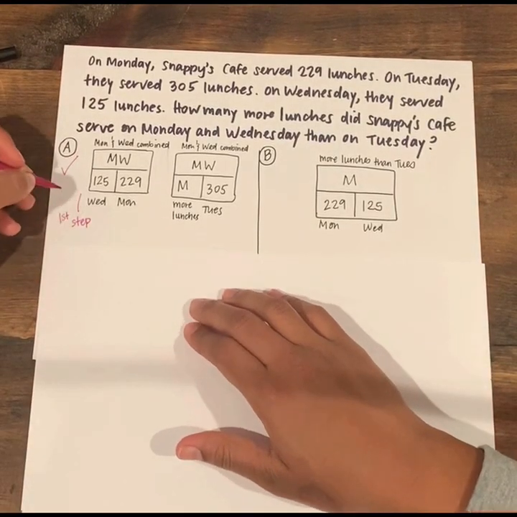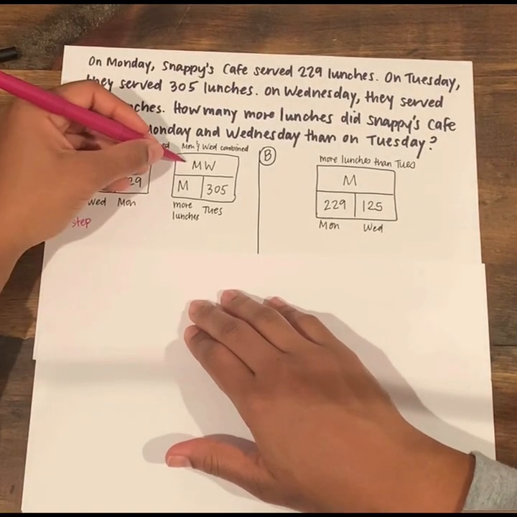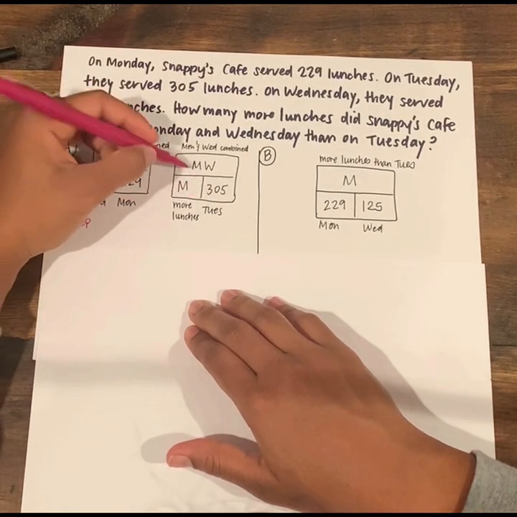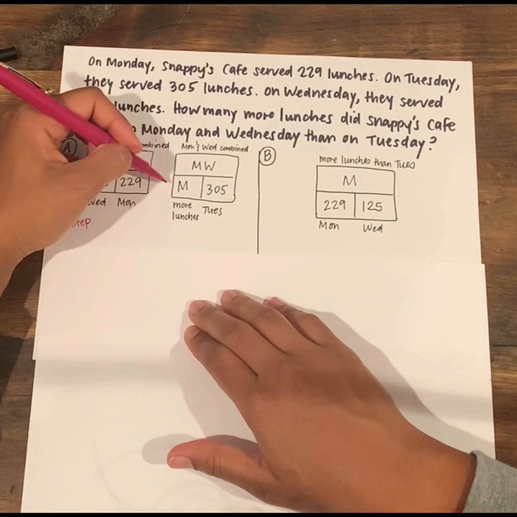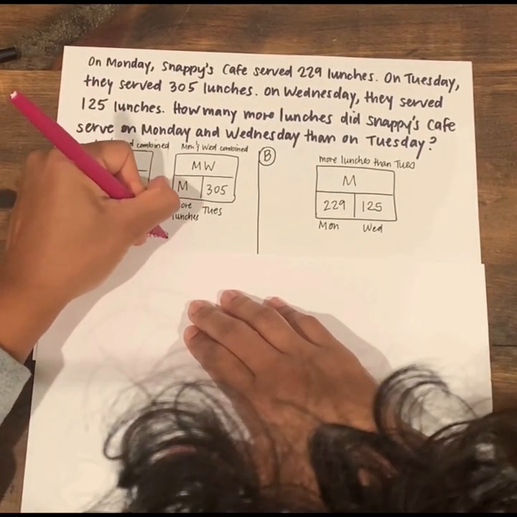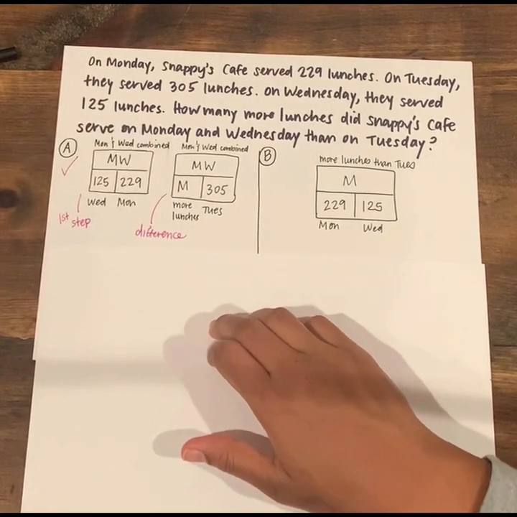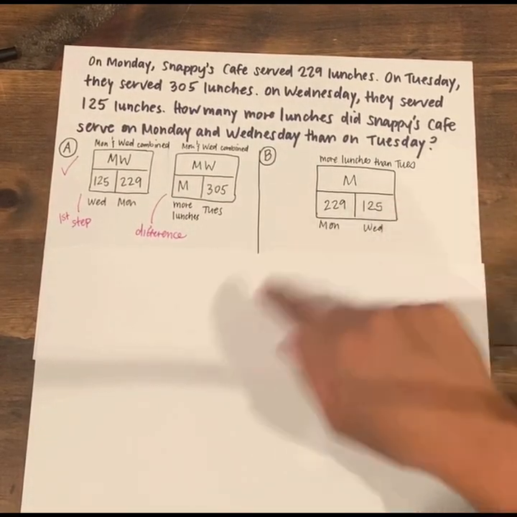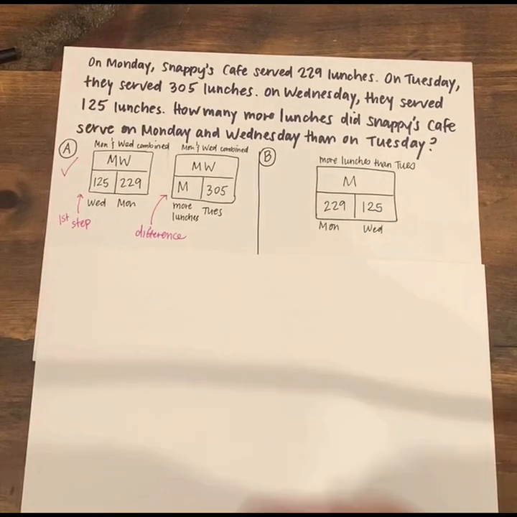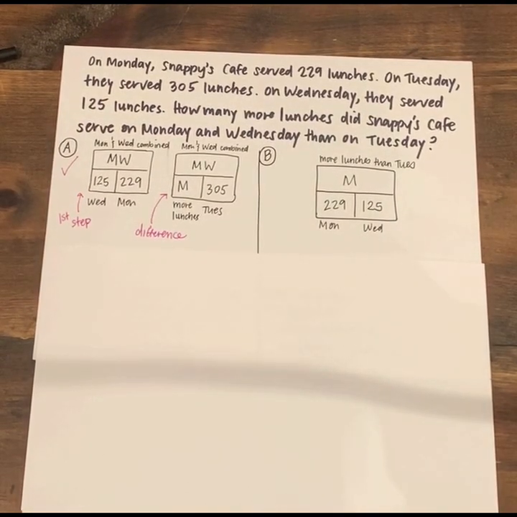Once we know how many were served on Monday and Wednesday combined, we can subtract Tuesday's amount to find the difference. What mistake did student B make? Say your answer out loud.